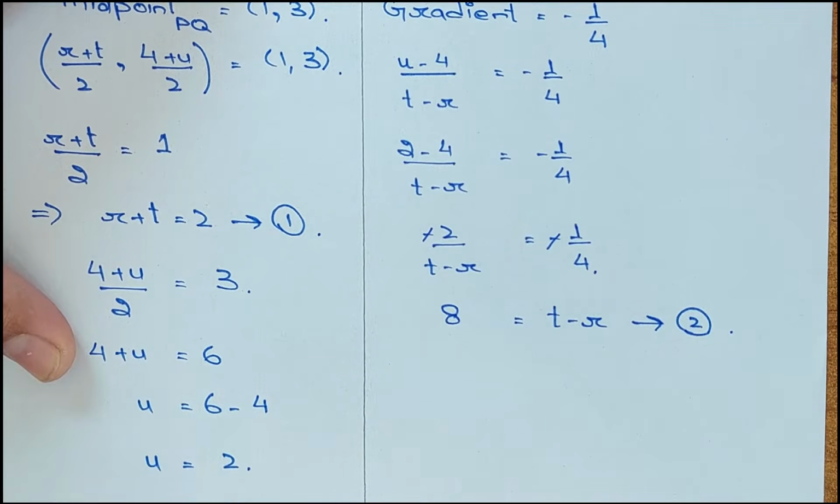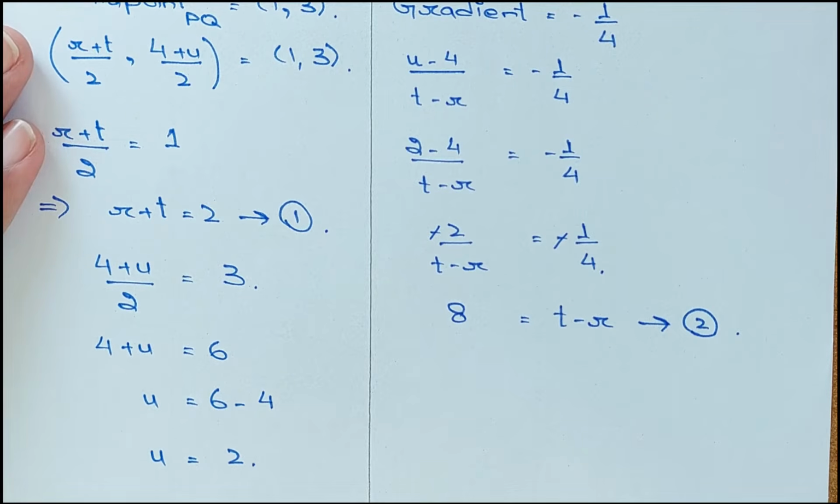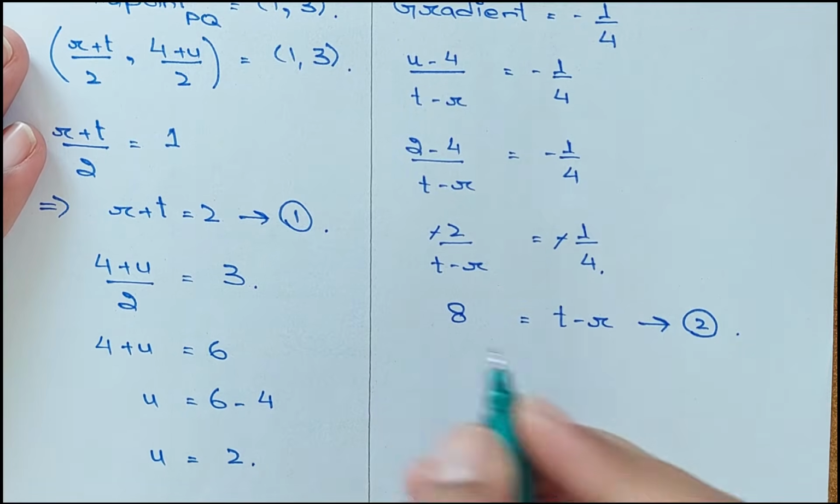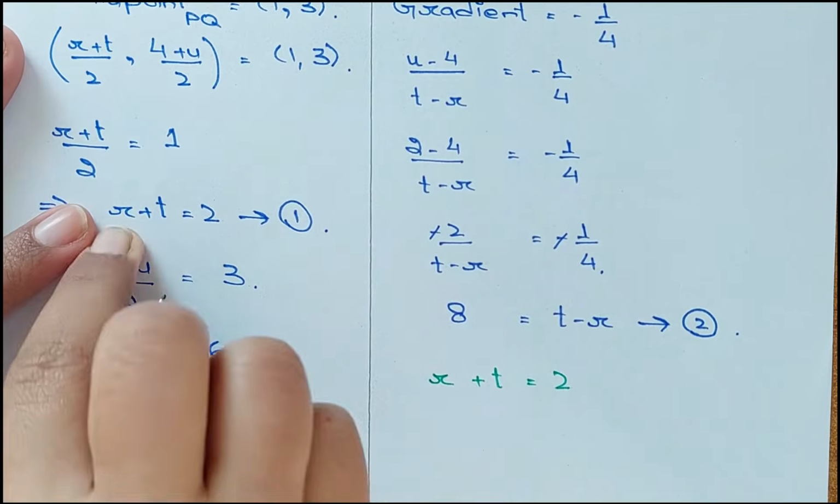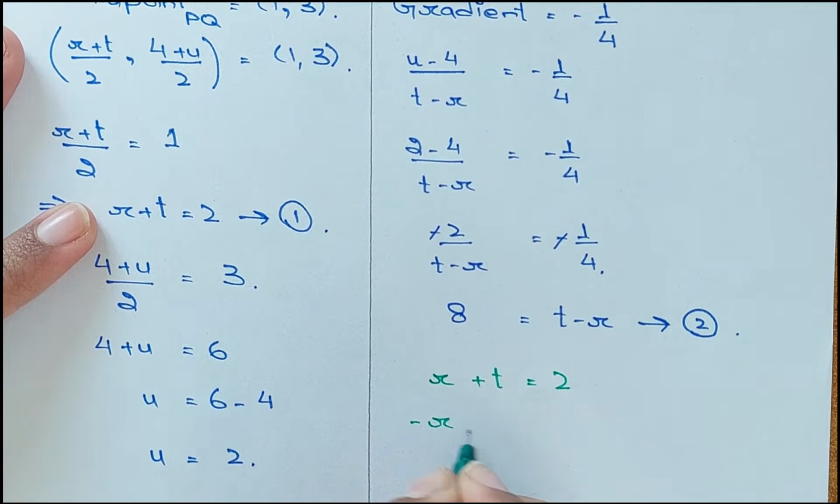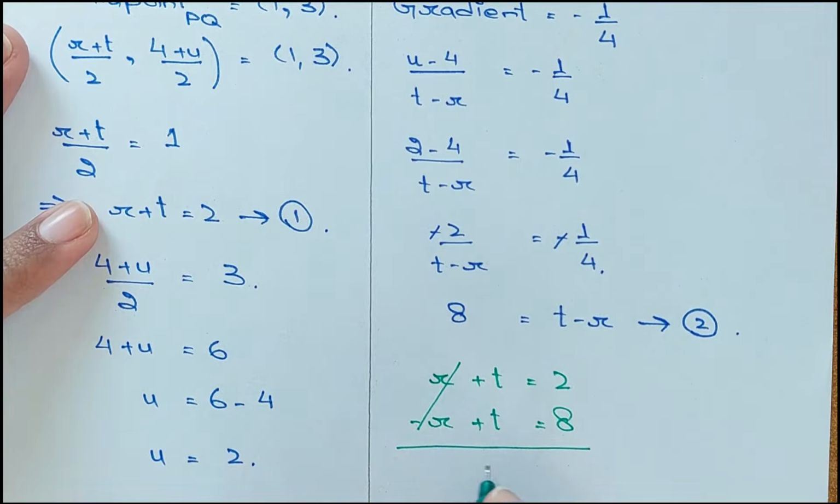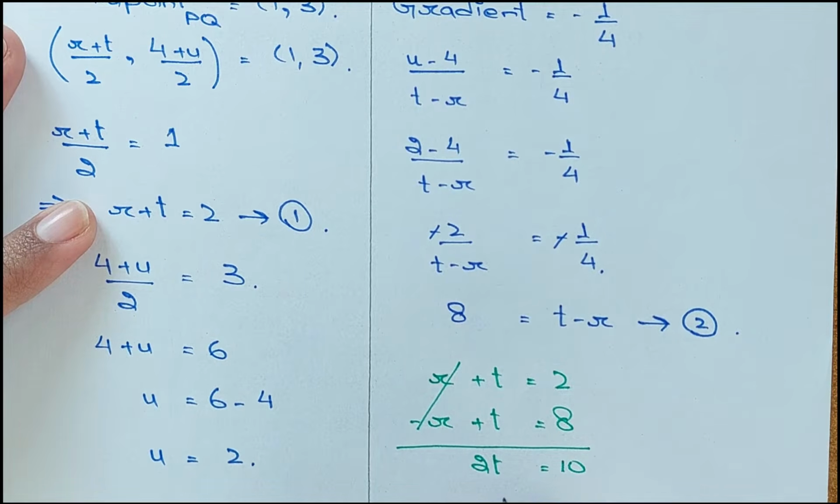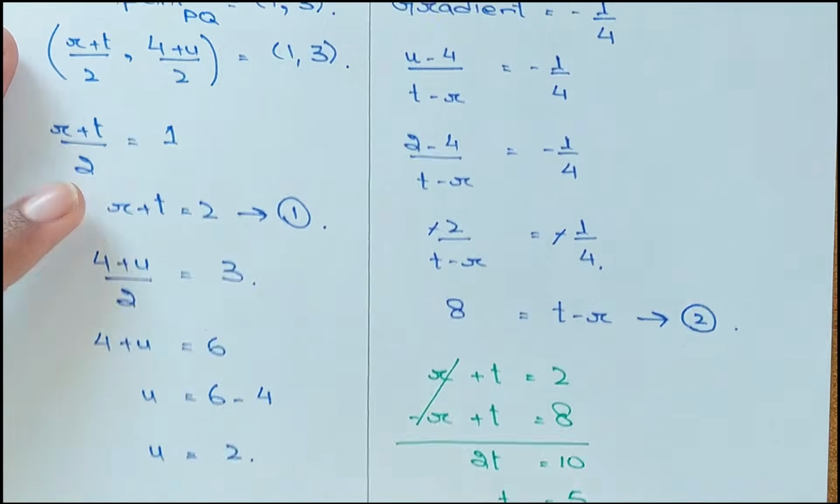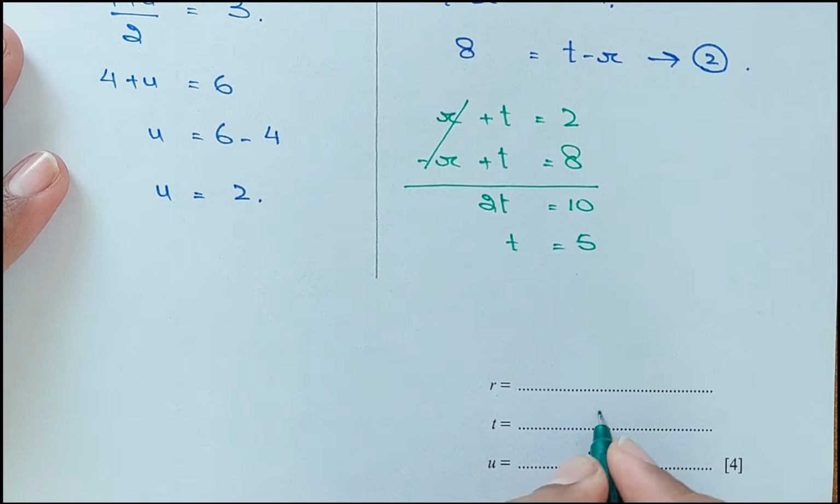Right, now you can see that we have two equations in r and t. Okay, let me simplify the two equations to get the value for the variable r and the variable t. So let me add the two equations. We can say r plus t equals 2. This is my first equation. And minus r plus t equals 8. This is my second equation. When we add the two equations, we can cancel the r, and the simplified answer is 2t equals 8 plus 2, which is 10, and t is 10 divided by 2, which is 5. So we got the value for t, which is 5.